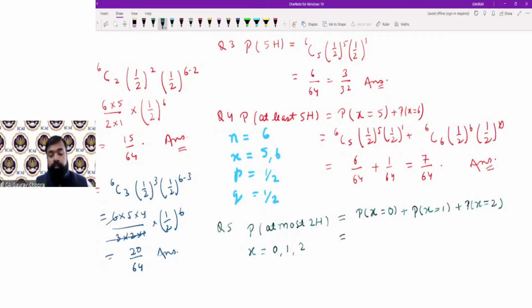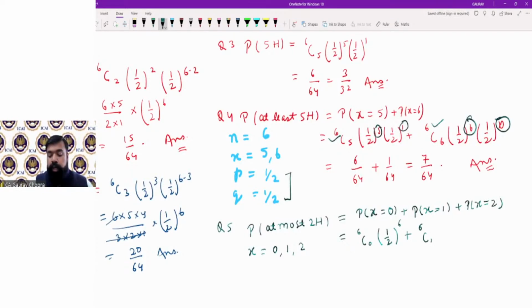Now we can simplify this and get the result. 6C0 (1/2) to the power of... Now you can see that the whole power is basically always 6. So you can directly write 6. Because p and q are same, so the sum of powers will always be equal to n. Like 5 plus 1 is 6, 6 plus 0 is equal to 6. So always the sum of powers will be equal to n.